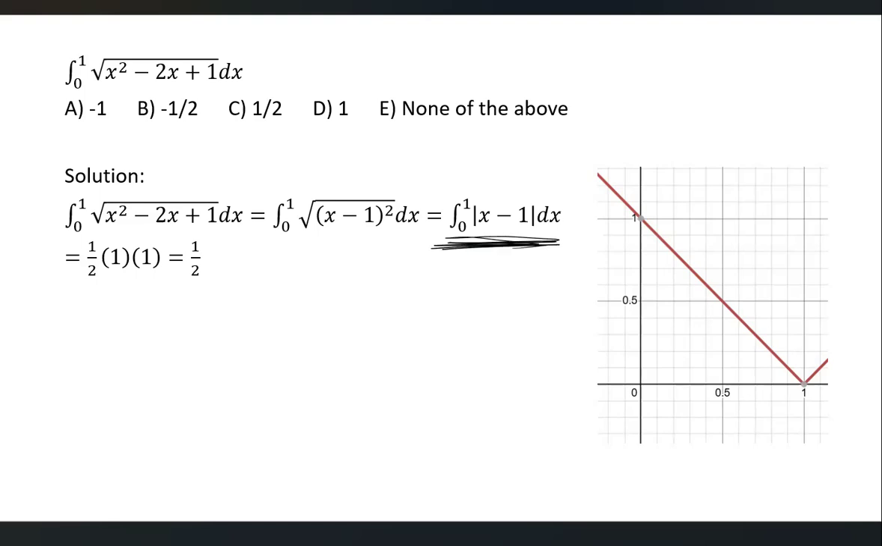And then when we evaluate that, this is exactly the same curve from the first problem, okay? So we can just find the area of this triangle over here, and it's half. Of course, C is the answer.